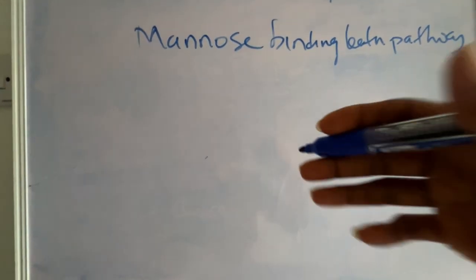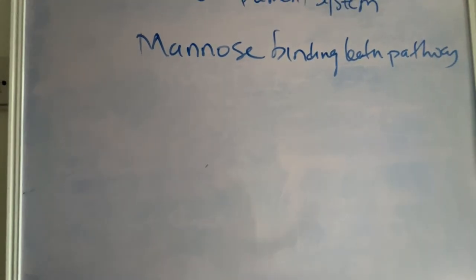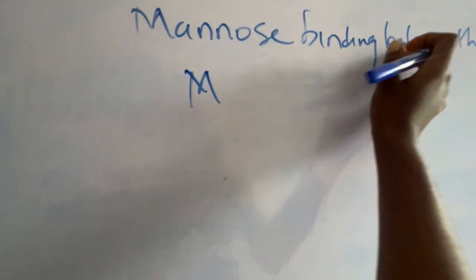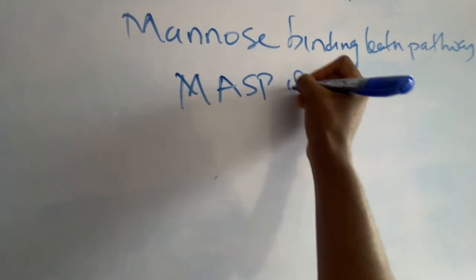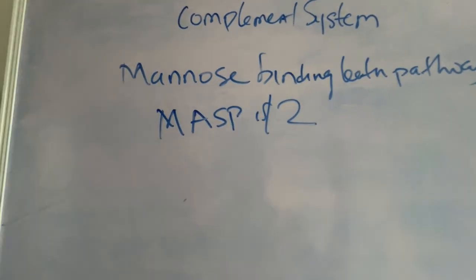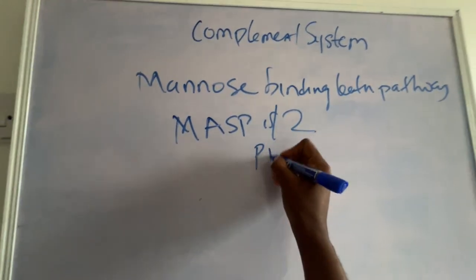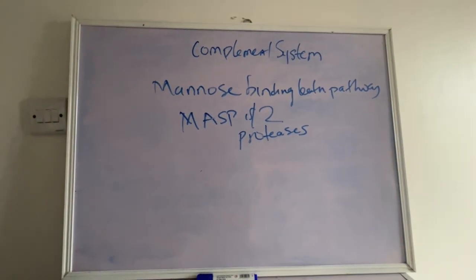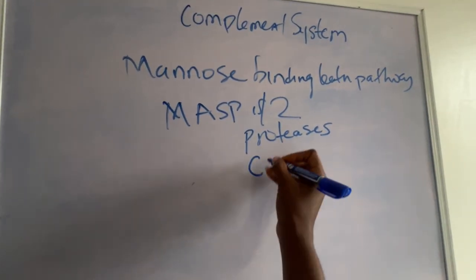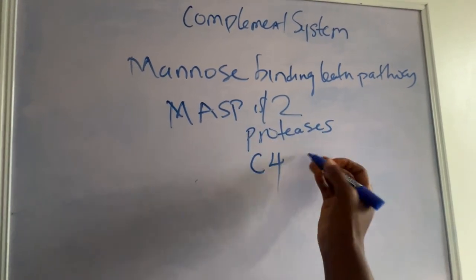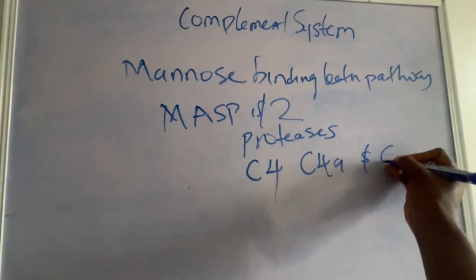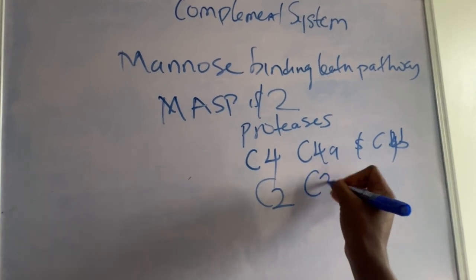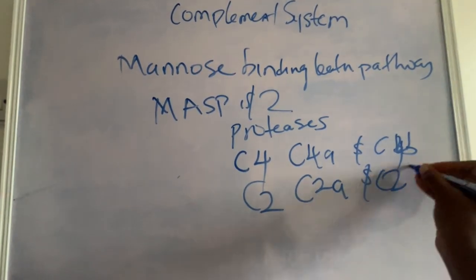Now, when it binds to it, this is the activation of the lectin pathway. Immediately it binds, it activates the proteins that accompany it, the MASP-1 and 2. The binding of this lectin to the mannose activates this protease. Now, the function of this protease is to cut. Immediately it is activated, C4 is cleaved into C4a and C4b. C2 is cleaved into C2a and C2b.